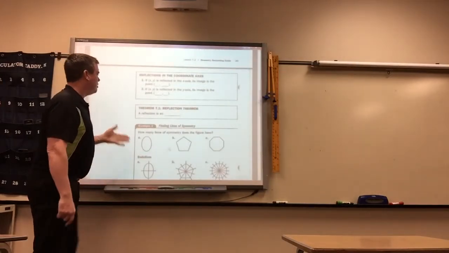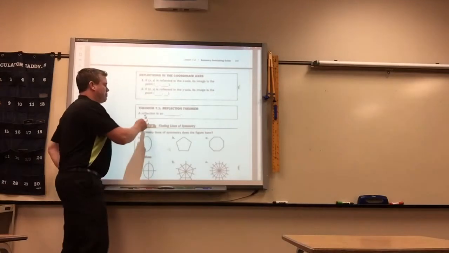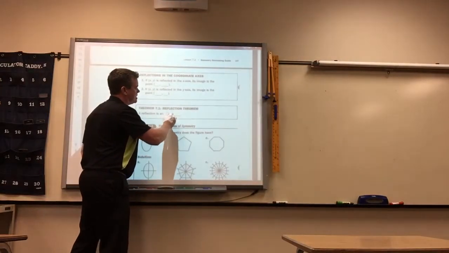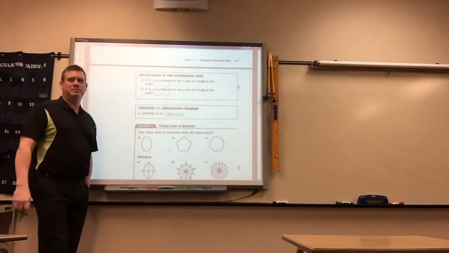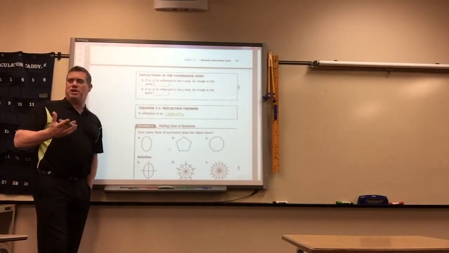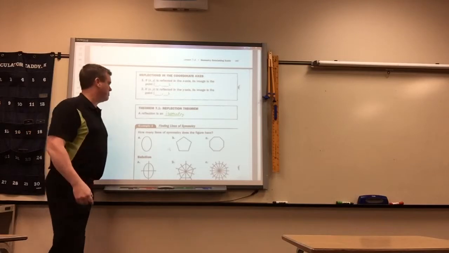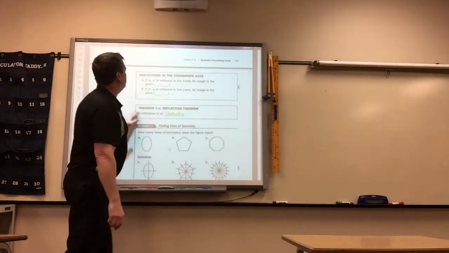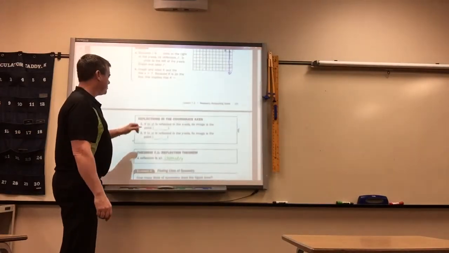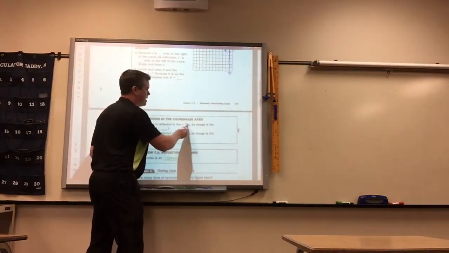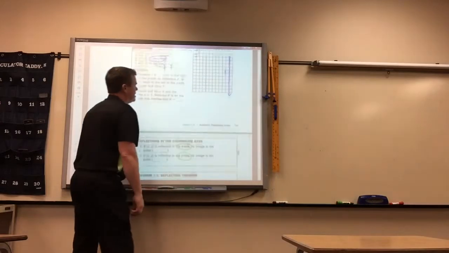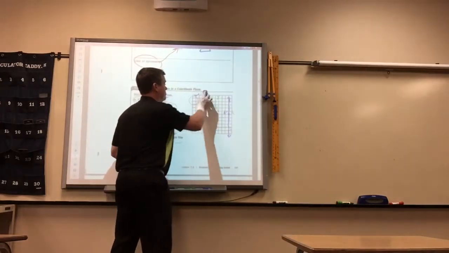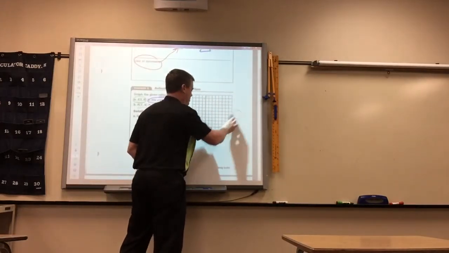There's a shortcut. First of all, before I do that, reflections are an isometry. Everyone remember what isometry means? No. Doesn't change size. Okay? So, the shortcut is this. If something's reflected in the x-axis or the y-axis, there is, I could have left that one up there, I guess.